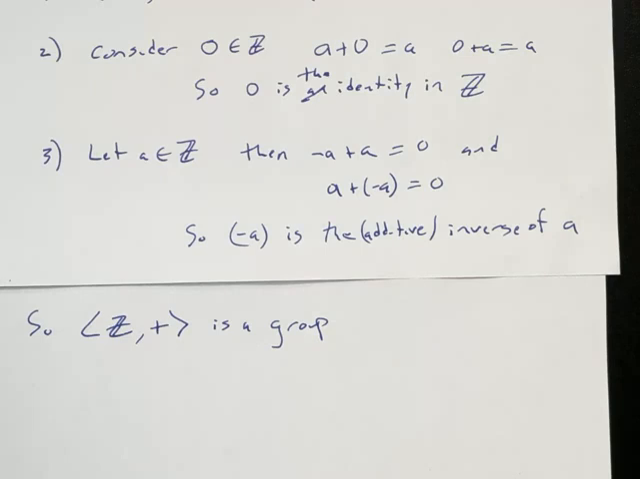I have to specify the operation because there are multiple things we can do in the set of integers, right? I could do all sorts of other things in integers, and I could get things that are groups and things that aren't. If I change that operation to multiplication, would it still be a group?